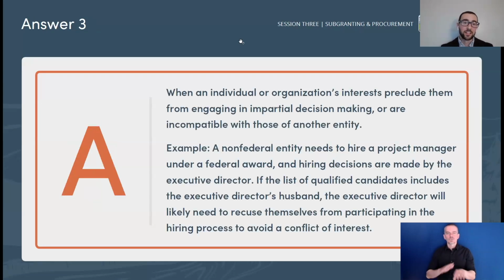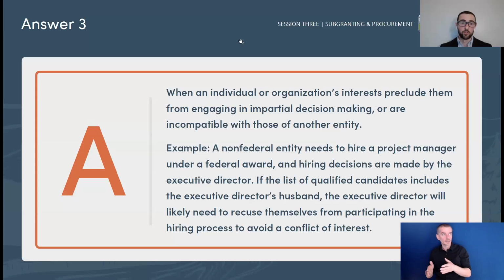Basically a conflict of interest is when an individual or organization's interests preclude them from engaging in impartial decision making, or when your interests are incompatible with those of another entity. So if your organization's interest in procuring goods and services doesn't align exactly with the requirements laid out by the federal government, maybe it's not in your interests to carry out formal procurement methods, but the federal government requires you to. There could be a conflict of interest there.